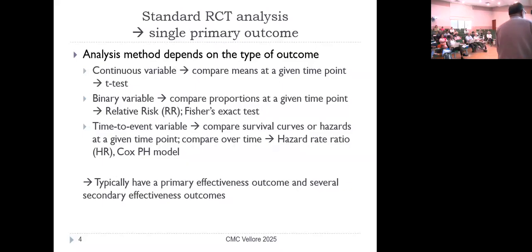But typically, we have not only the primary effectiveness outcome, we have several secondary effectiveness outcomes. I'm interested in this, and that. Why are you interested? Because they're clinically important, and you want to judge them as well. So how do we deal with it?